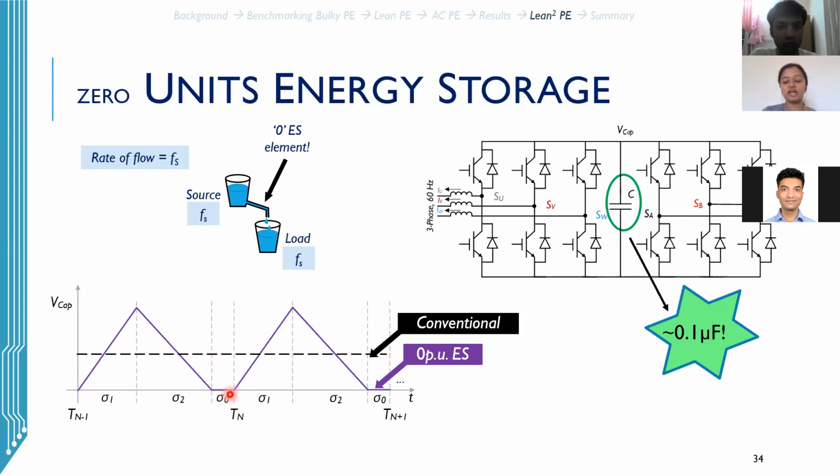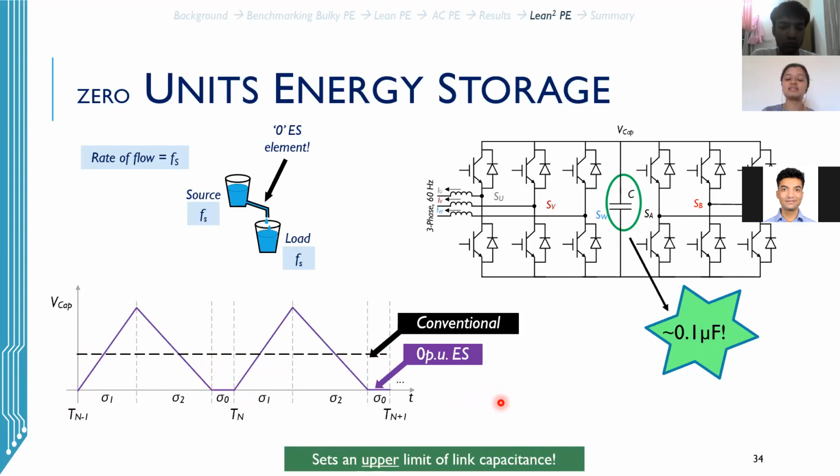One of the interesting points to note is that this particular operation sets an upper limit on the value of the DC link. This is because the capacitor should be small enough such that we can discharge it at the end of every high frequency switching cycle. The upfront trade-off is that the peak value in this case is much higher, so the devices have to be rated for a much higher voltage.